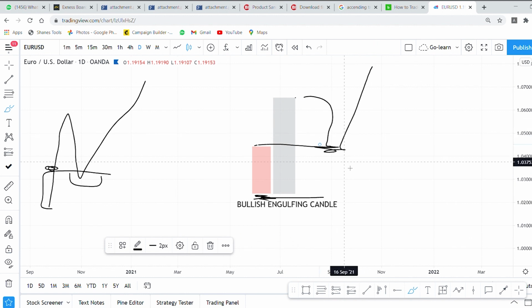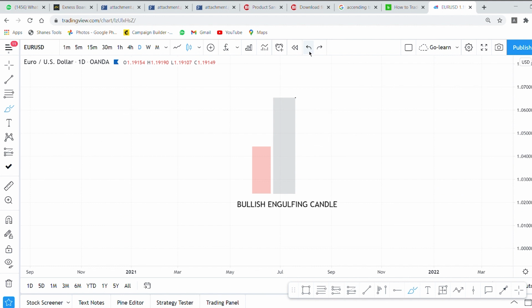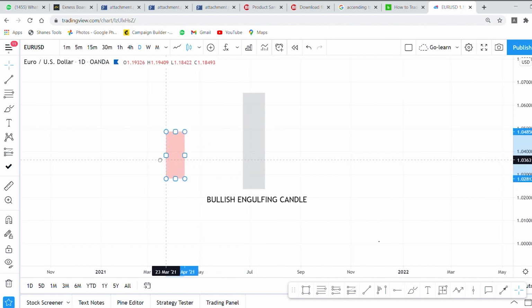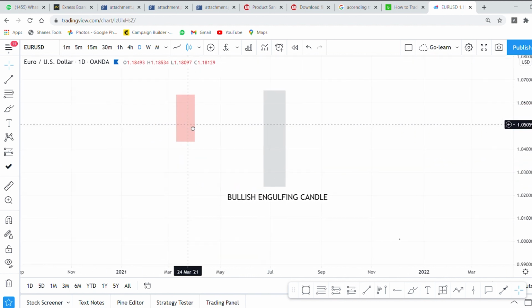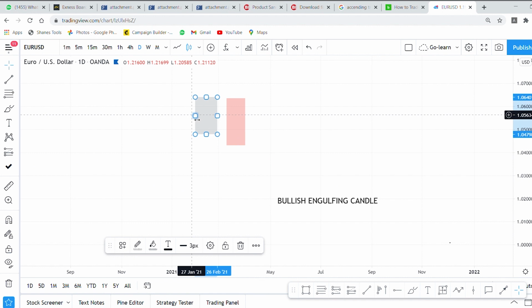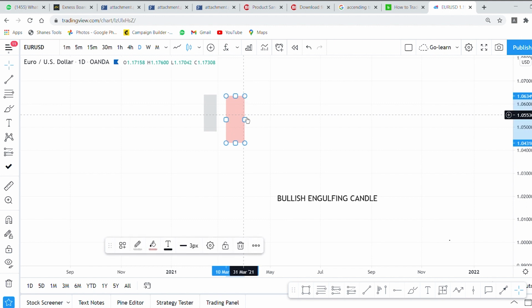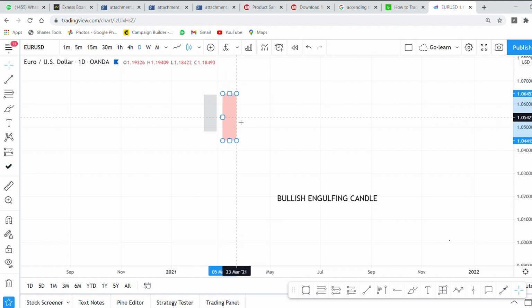Now the same concept works for the bearish engulfing candle. Let's say this is a bearish candle engulfing the bullish candle, something like this, perfectly.